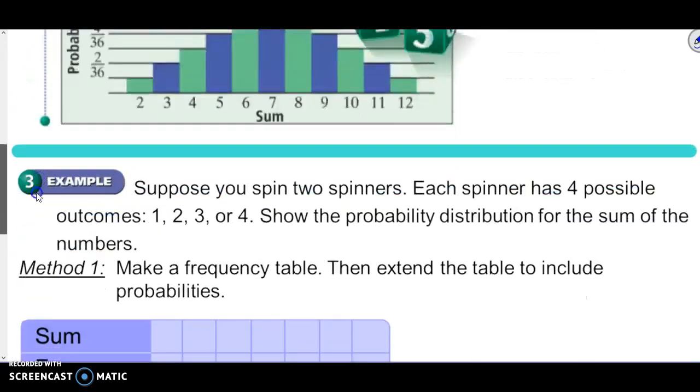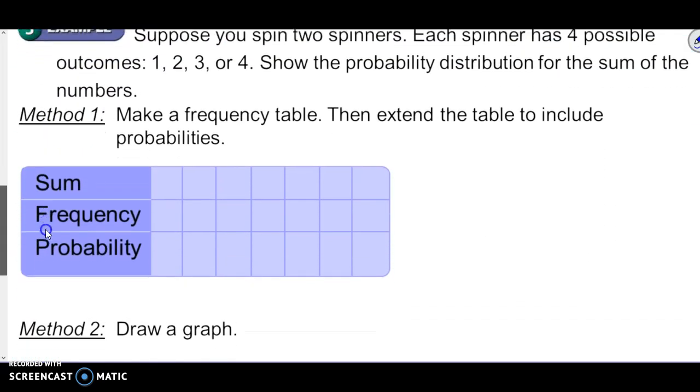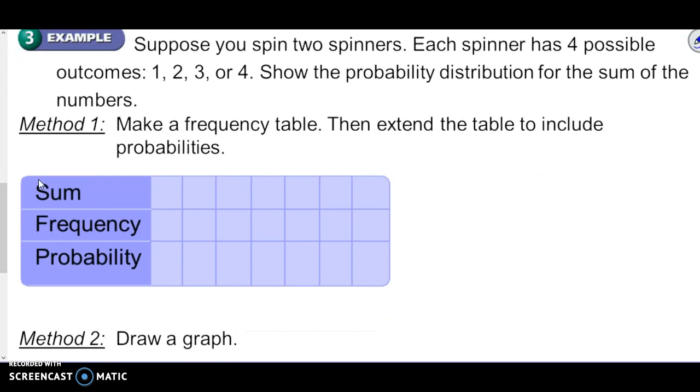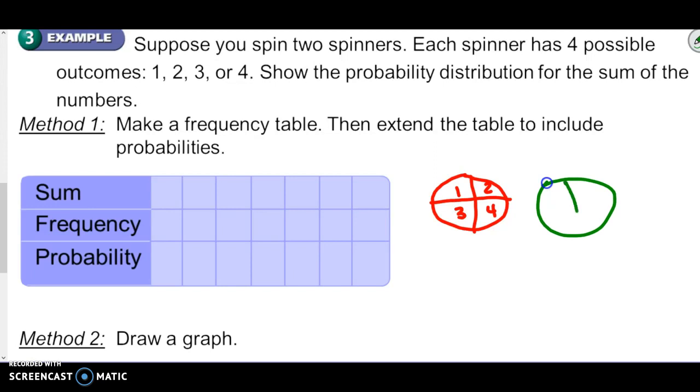Now taking a look at the one for your notes, suppose you spin 2 spinners. Each spinner has 4 possible outcomes: 1, 2, 3, or 4. So we've got a spinner here, and let's see if I can do this. We have 1, 2, 3, 4. Yeah, I don't know why I did that again. Alright, and then we have a second spinner, and have 1, 2, 3, 4. How about that one? I got it right that time.